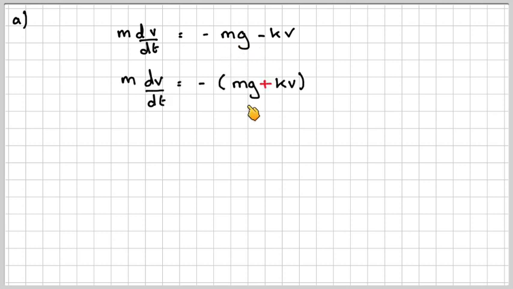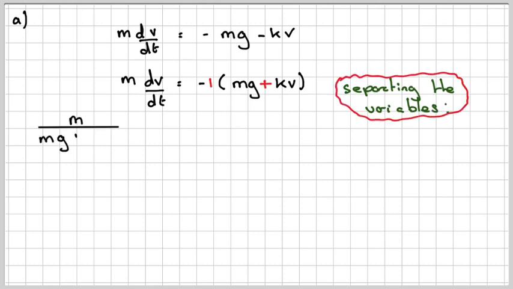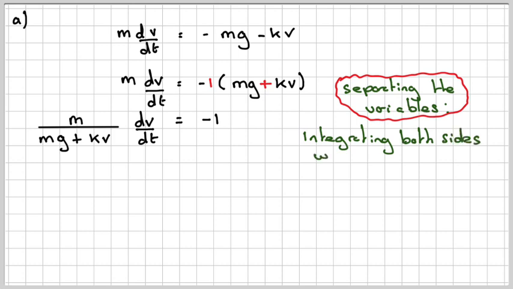Okay, so if we start with the differential equation, the little trick here is to take out the minus sign. So you get m dv by dt minus mg, but remember this changes to a plus kv, and then we will put a minus 1 in here, and then we will separate the variables. So we'll take this down here. We're going to get m over (mg plus kv), dv by dt is equal to minus 1, integrating both sides with respect to t.